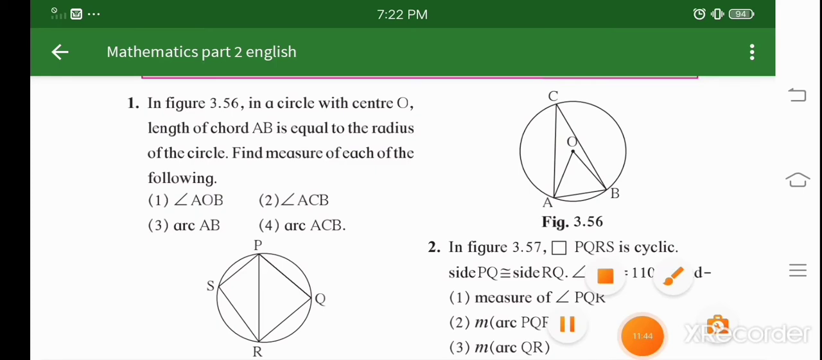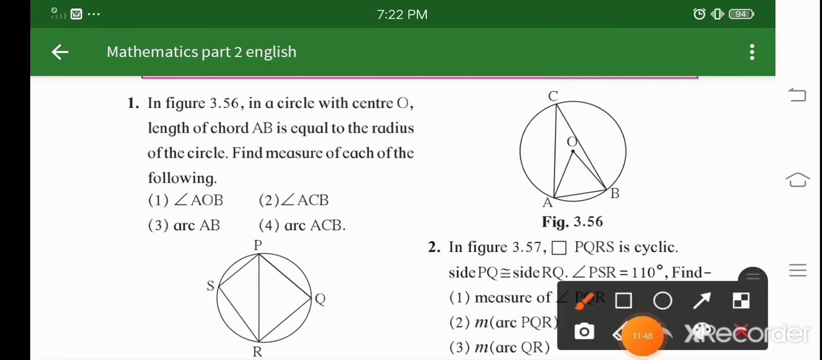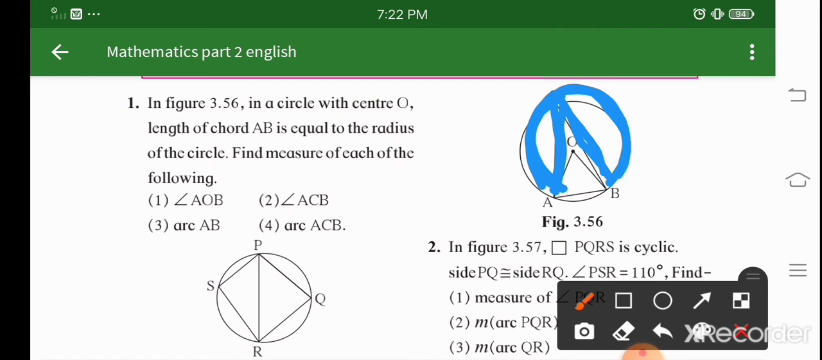Now what do we have to find? ACB. Can you see the arc ACB? This full arc ACB we have to find. That means this is the inscribed arc. The angle was the inscribed angle, and this is the intercepted arc of that angle, so we call it the inscribed arc. So we have to find that.